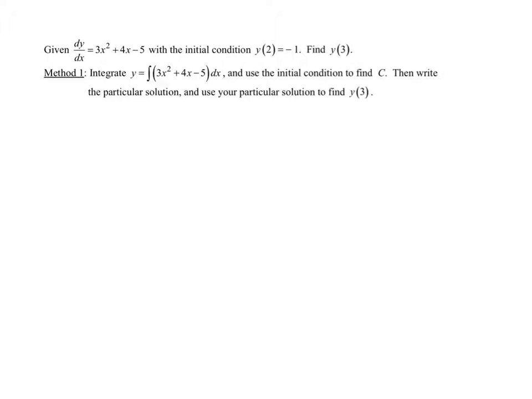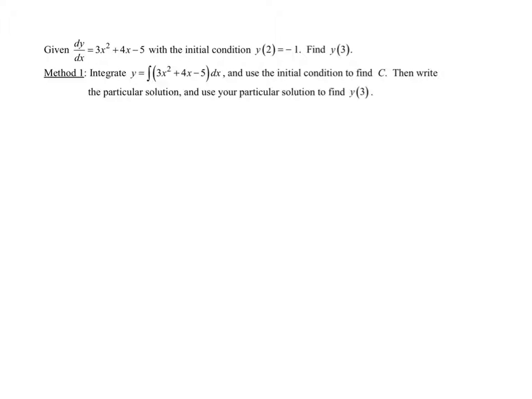So we don't actually have the function y, but we can still do this problem because here in method 1, what we can do is find y by taking the antiderivative of dy dx and then using the initial condition to find c.